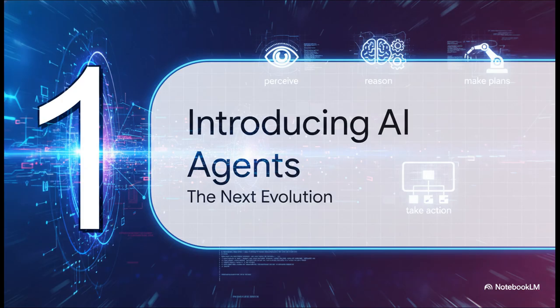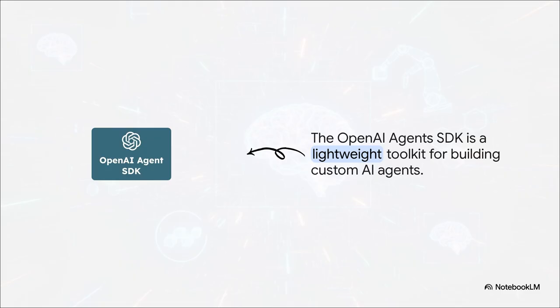So, what exactly is an AI agent? Seriously, forget everything you know about just a simple question and answer machine. We are talking about a major leap forward here. An AI agent is a system that can actually perceive what's going on, reason through problems, make a plan, and then take real actions to hit its goals. And the key to making this happen is the OpenAI Agents SDK. You can think of it as a lightweight toolkit built for one reason and one reason only, to help developers like you build custom agents that don't just talk, they do.